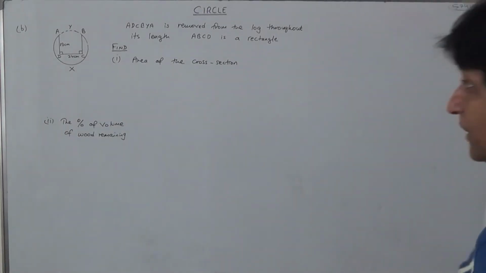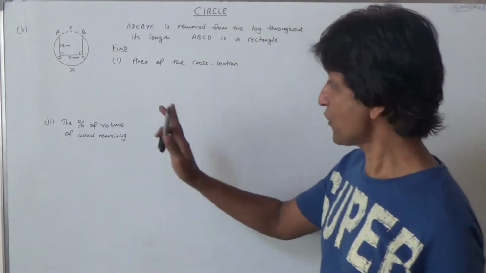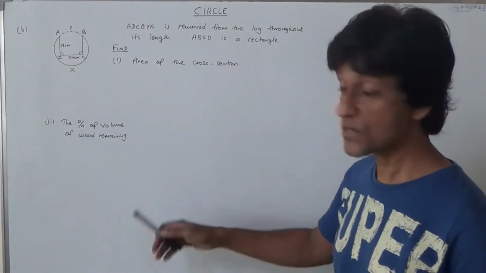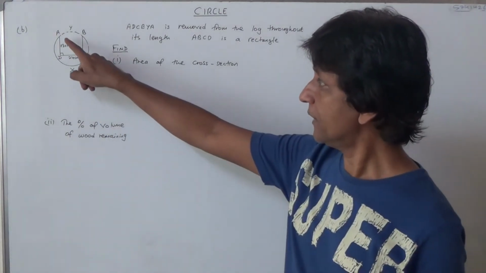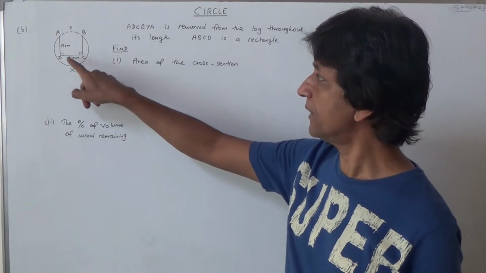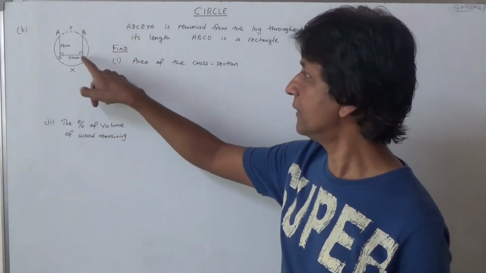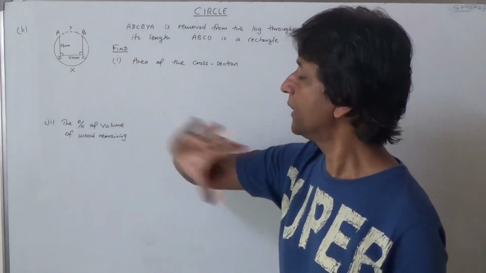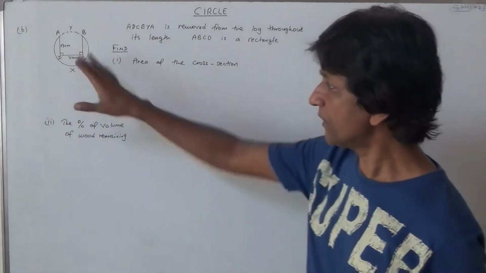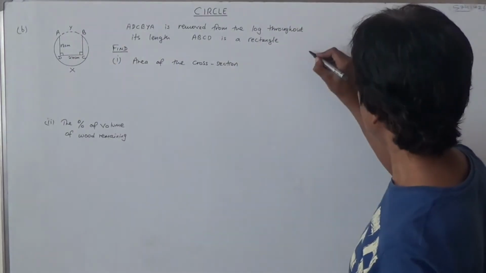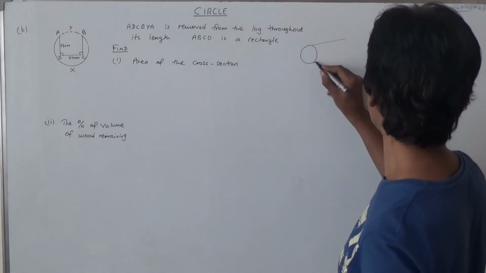Coming to the second part of the question, first of all we need to read what is in the question. As you can see, this part here has been removed throughout its length. Remember, this is a log, a piece of wood like this, and it goes here like this.